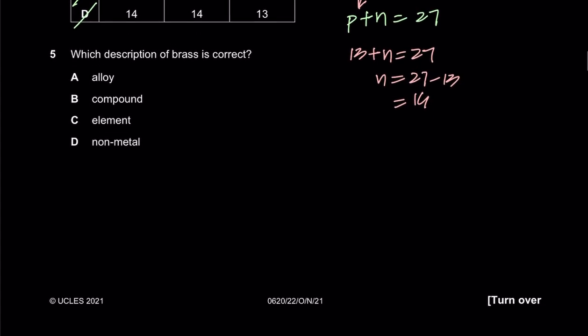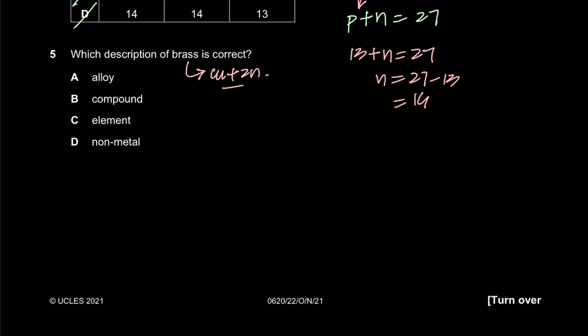Which description of brass is correct? We know that brass is an alloy, right? And alloys are what? Alloys are mixtures of a metal with other elements, right? And brass is basically copper plus zinc. It's a mixture of copper and zinc, and it's basically an alloy.